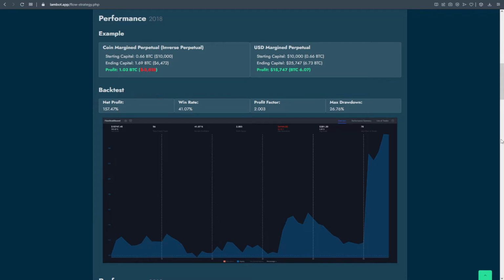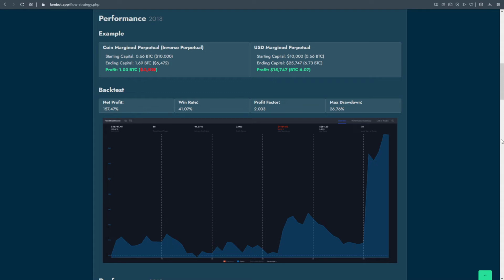So for the coin margin account, it started with 10K worth of BTC, which was 0.66 BTC, and ended with 1.69 BTC, or a total profit of 1.03 BTC. The USDT margin account started with 10K in USDT and ended with 25,747 USDT, or a profit of 15,747 USDT. So when we look at the actual backtest equity curve, we see long periods where it is break even and then short bursts where most of the gains come from just a few trades. This is what I explained earlier about not trying to time the market but to be exposed to the strategy for when these trends take place.